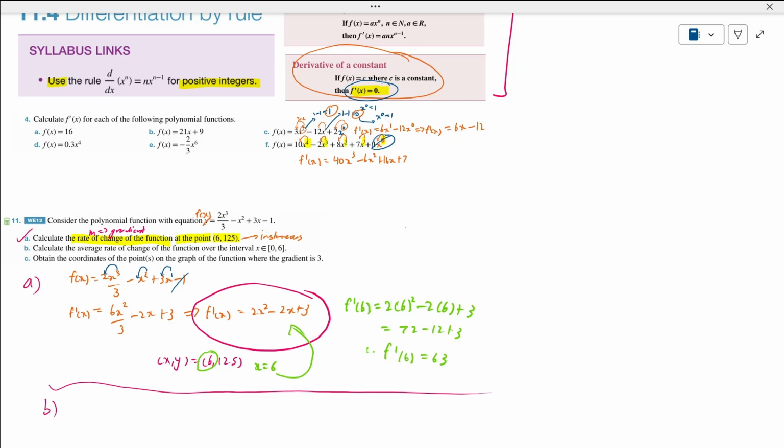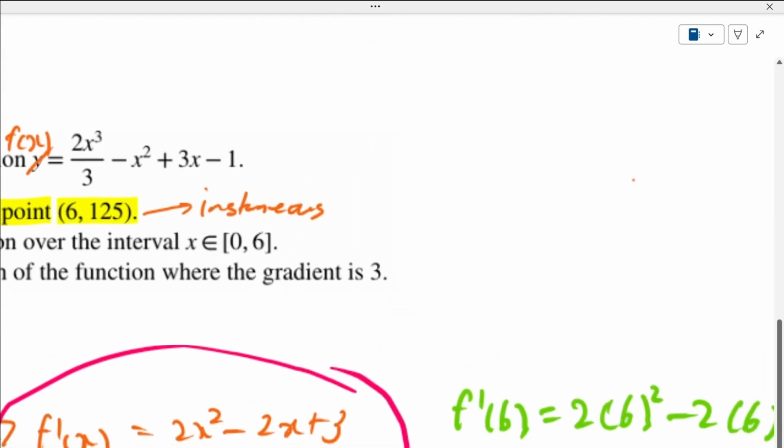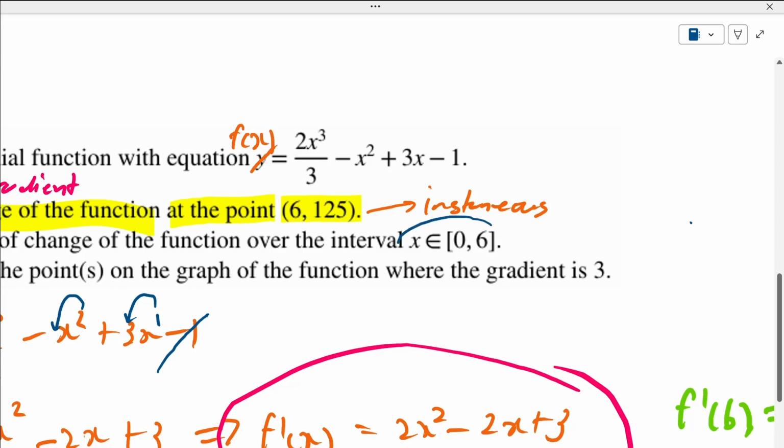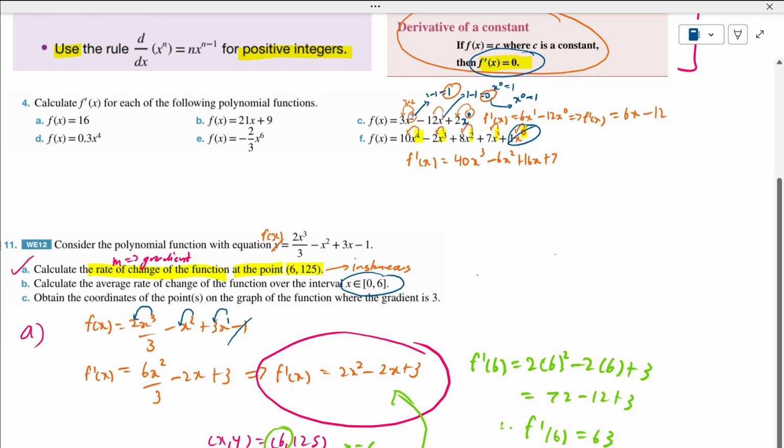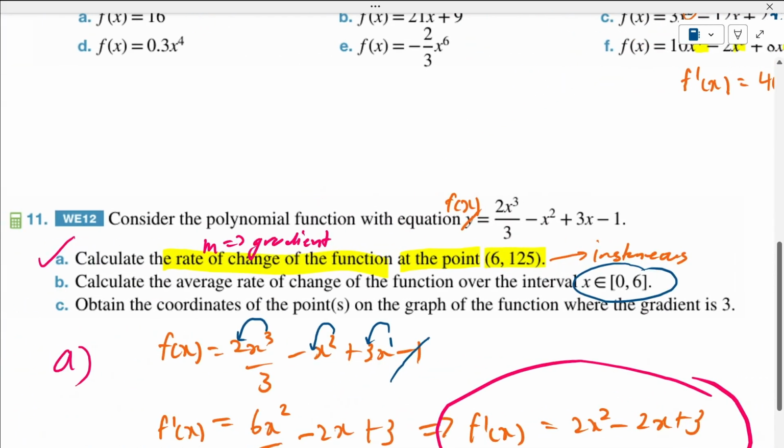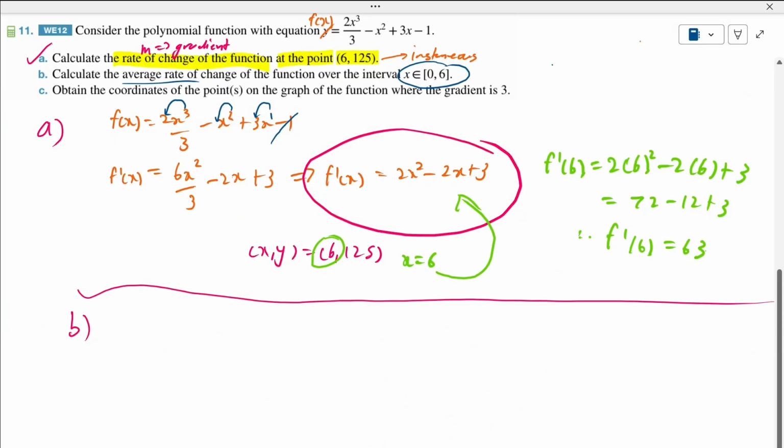Calculate the average rate of change of the function over the interval x, an element of 0, 6. Okay, so instead of the rate of change at the point here, we're calculating the average rate of change, which I went through in the previous video. So all the question is asking you to do is find the y values at the points x equals 0 and x equals 6, and then just use the formula m equals y2 minus y1 over x2 minus x1, which you've used before.